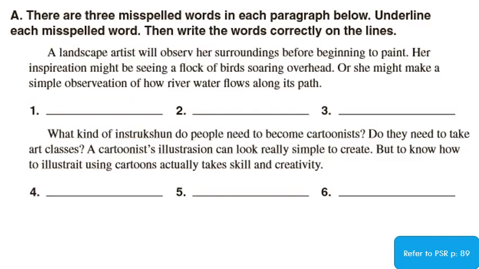And now we move to the last page, 89. As we usually do, there are 3 misspelled words in each paragraph. I have to underline the misspelled words, then I have to write them correctly on the line. For example, a landscape artist will observe her surroundings before beginning to paint. Here the mistaken word, or the misspelled word, is observe. What does it need? It needs E at the end, so I underline it, then I correct it on the line by adding E to it.